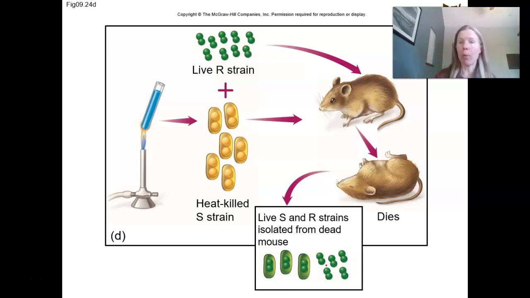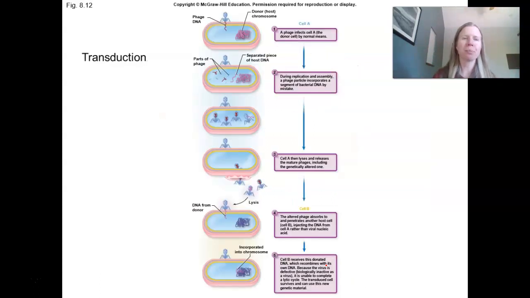And so that's some of why we're interested in things like conjugation, transformation, and transduction: they can change the pathogenicity of our microbes.